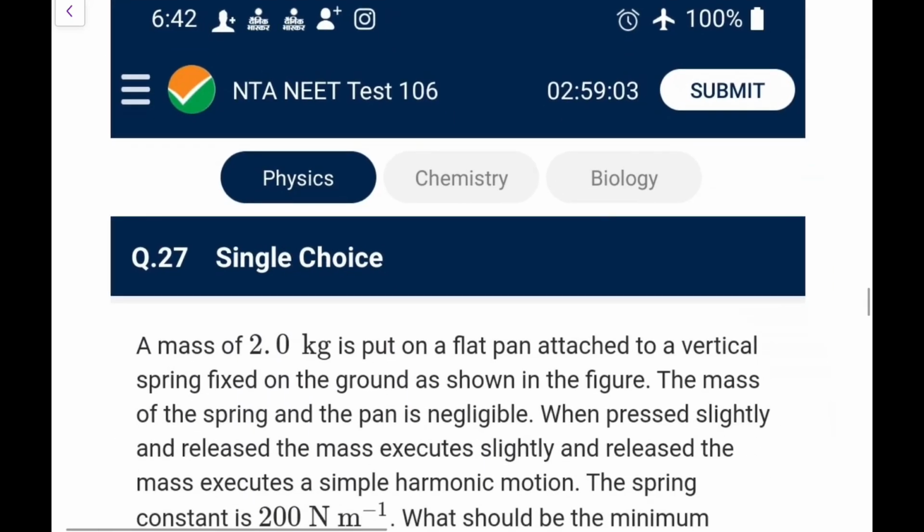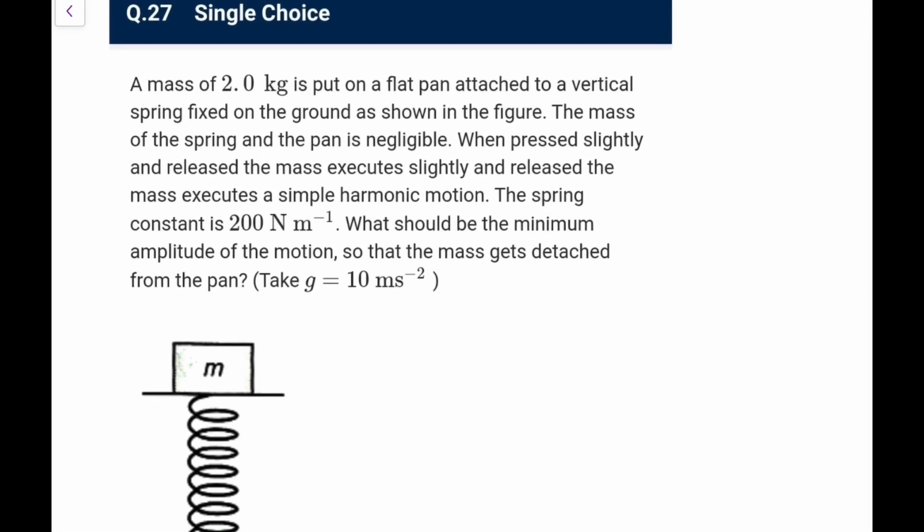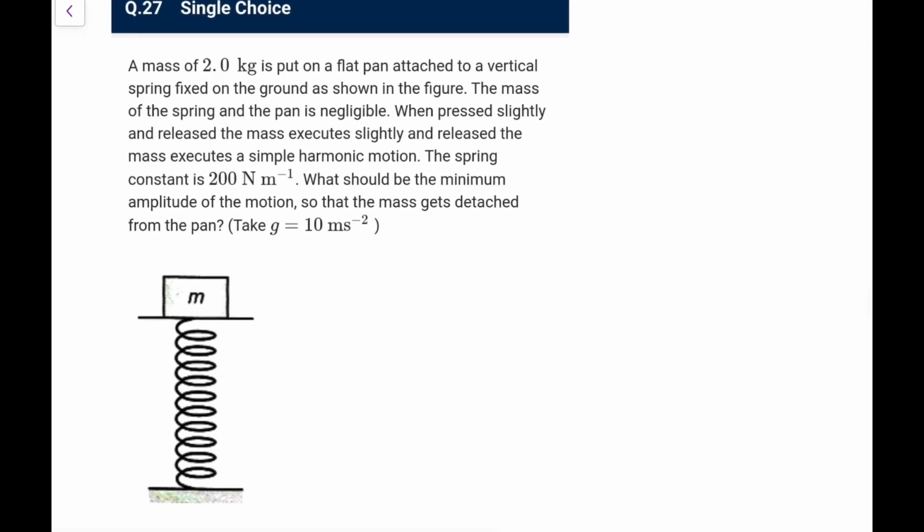Next one. A 2 kg mass is put on a flat pan attached to a vertical spring fixed on the ground as shown in the figure. The mass of the spring and the pan is negligible. When pressed slightly and released, the mass executes SHM. The spring constant is given. What should be the minimum amplitude so that the mass gets detached from the pan? For the mass to get detached, you require omega square a in the limiting case to become g. That is the logic you always apply.